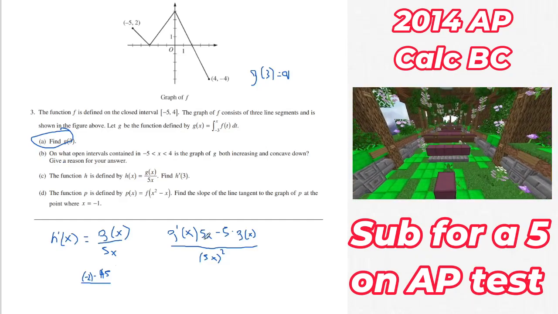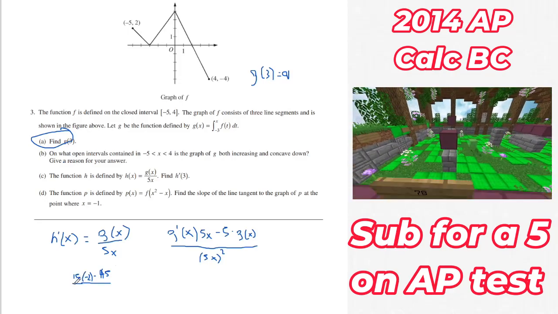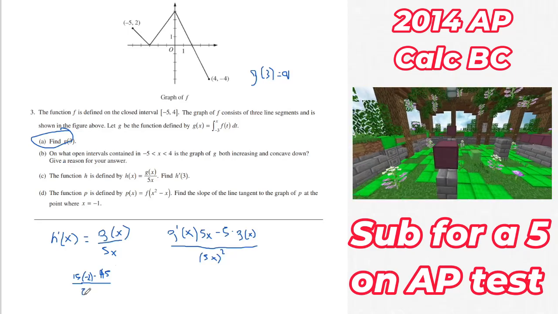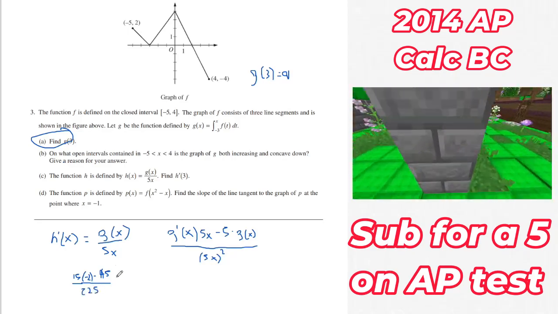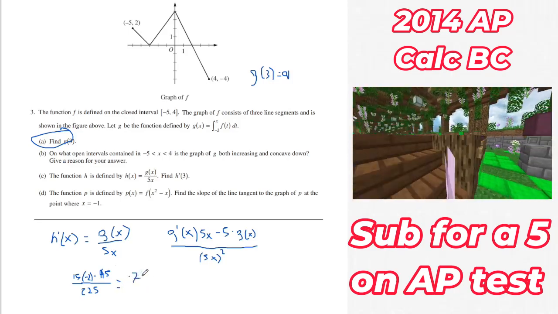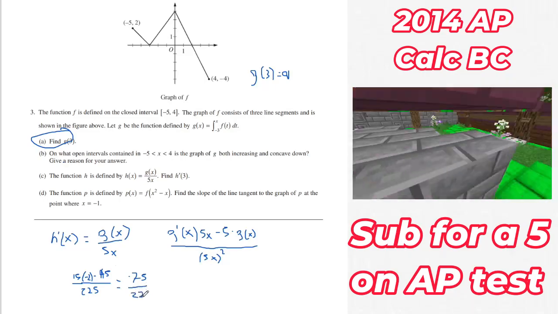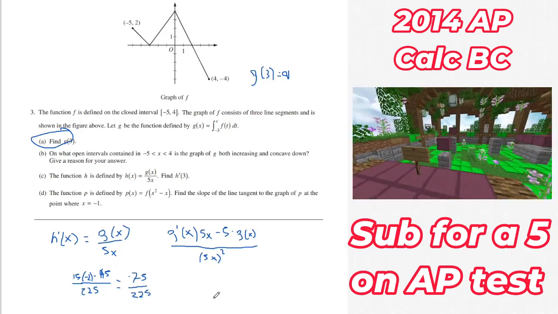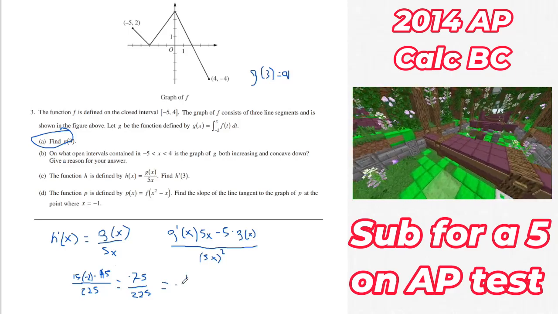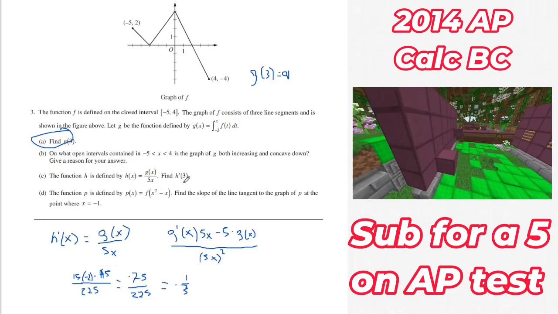And times 5 times 3, so that's 15. And on the bottom we're going to have 5 times 3, 15 squared, 225. And this is going to simplify down a little bit to negative 75 over 225. And if we look at this and think about it hard enough, we're going to get that it is equal to negative 1/3. It's an ugly 3. And that is h prime of 3.